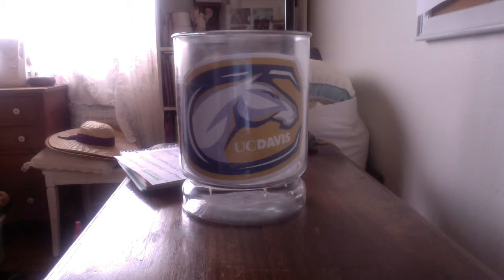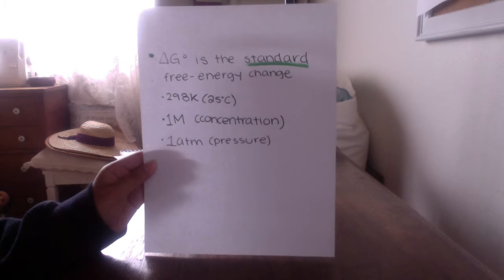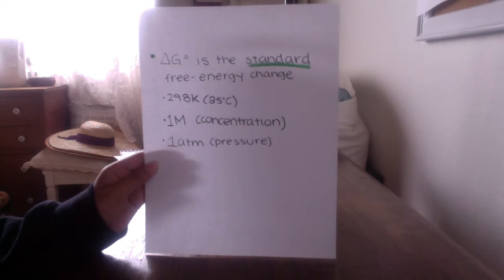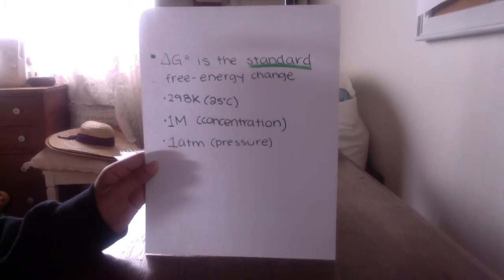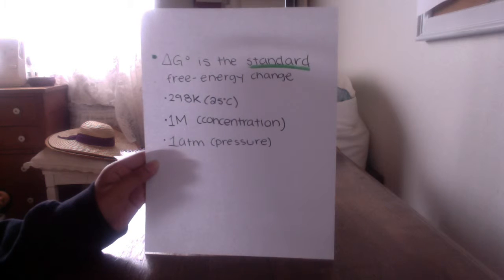So what do we need to know in order to calculate this problem? Well, first of all, delta G is the standard free energy change. And under standard conditions, this means that you're working with 298 Kelvin or 25 degrees Celsius, 1 molar for your concentration, and 1 atm for your pressure.